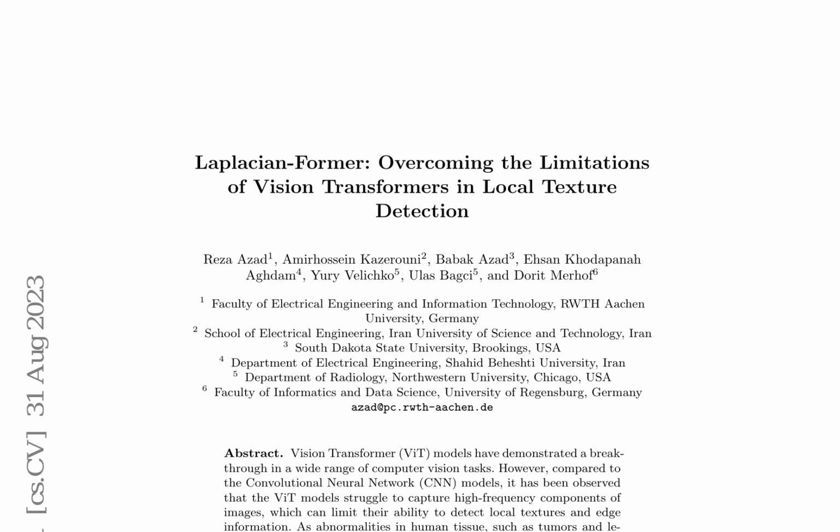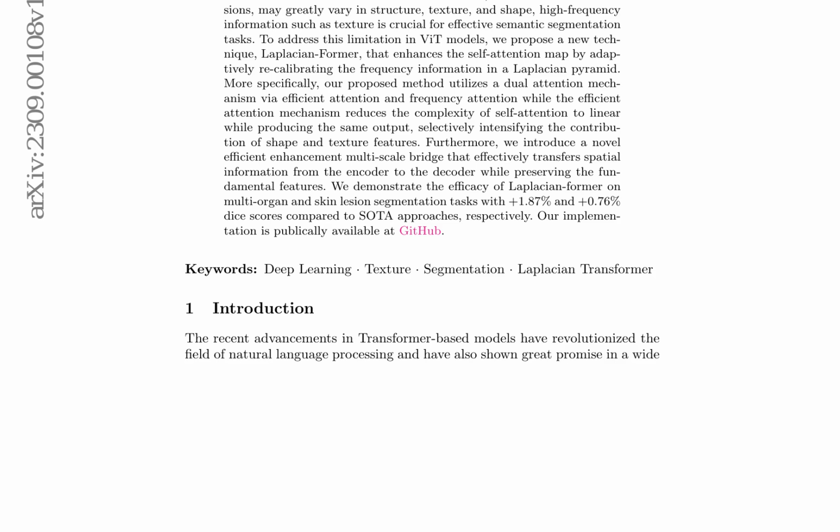The Laplacian-Former technique is designed to enhance the capabilities of vision transformers in capturing high-frequency components of images, crucial for effective semantic segmentation tasks. It utilizes a dual attention mechanism, comprising efficient attention and frequency attention, to adaptively recalibrate the frequency information in a Laplacian pyramid. This approach selectively intensifies the contribution of shape and texture features while reducing the complexity of self-attention to linear.